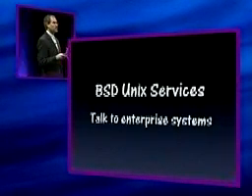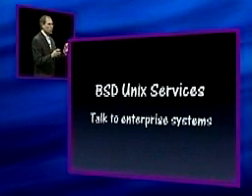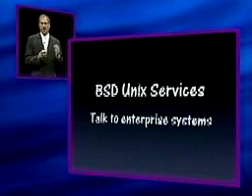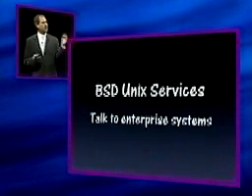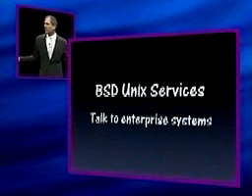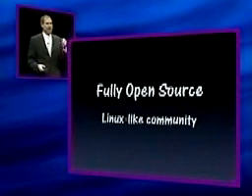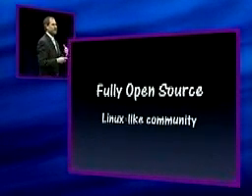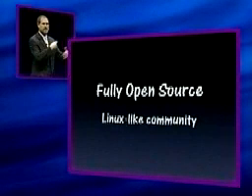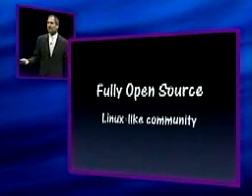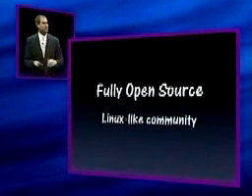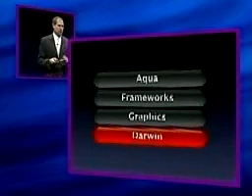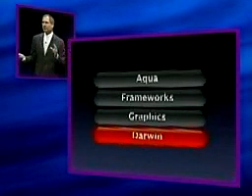We have BSD Unix services. This is a true Unix machine. We have BSD Unix, so you can talk to enterprise systems, you can talk to the rest of the world. Fully open source. We have open sourced Darwin. So we have a Linux-like community already making major contributions to Darwin that we're incorporating back into Mac OS X. So that's Darwin. Next is our graphics.